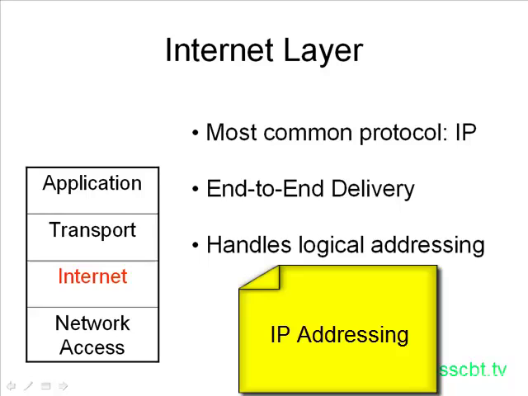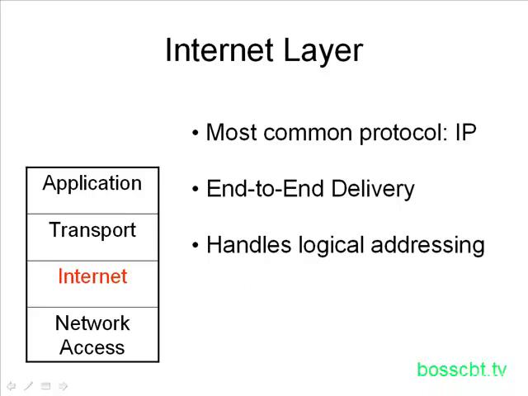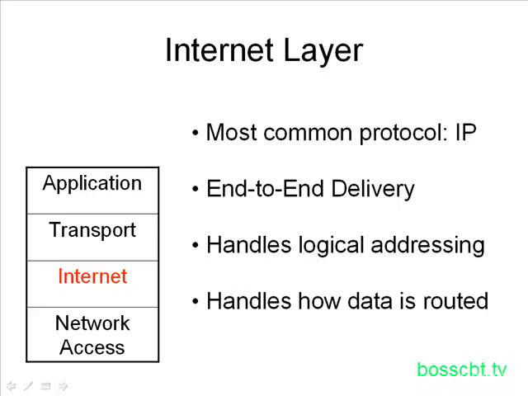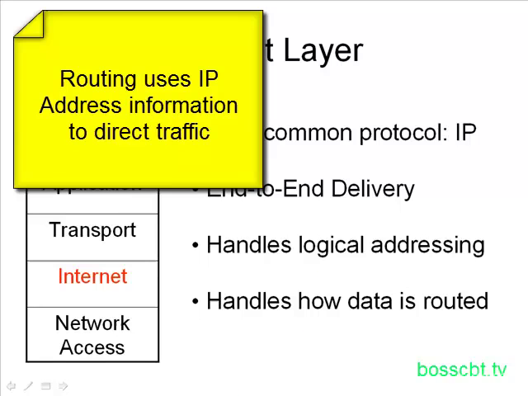So in order to get a packet from one IP address to another, we have to route it there. And it's also at IP where the routing of data is defined. So at the internet layer, we deal with not only IP addressing, but the actual routing of data between the different IP addresses, between the different devices.